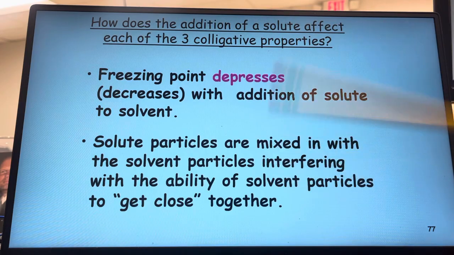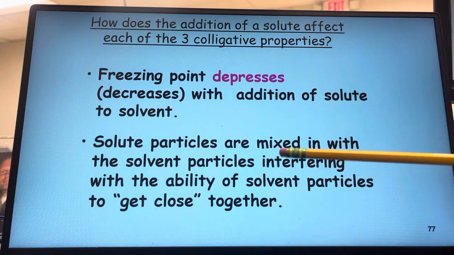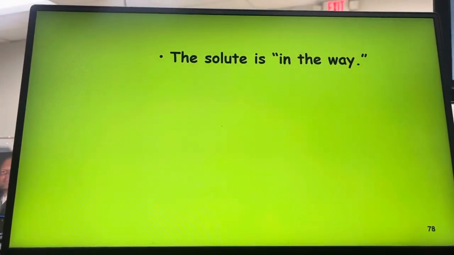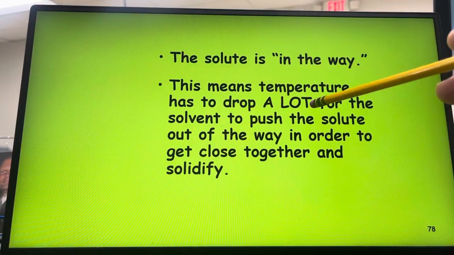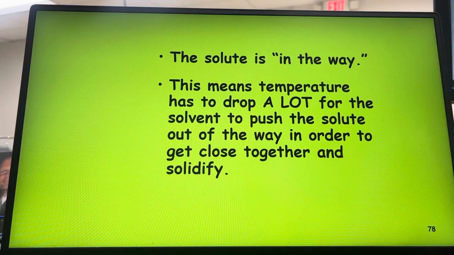Again, the solute particles in that solution are mixed in with the solvent, and they interfere with the ability of the solvent particles to get close together and freeze. They get in the way. The solute is in the way. This means the temperature has to drop a lot for the solvent to push the solute out of the way in order to get close together and solidify. When you look at frozen salt water, like in the ocean, like icebergs, that's fresh water because it had to push away the solute, had to push the salt out of the way.